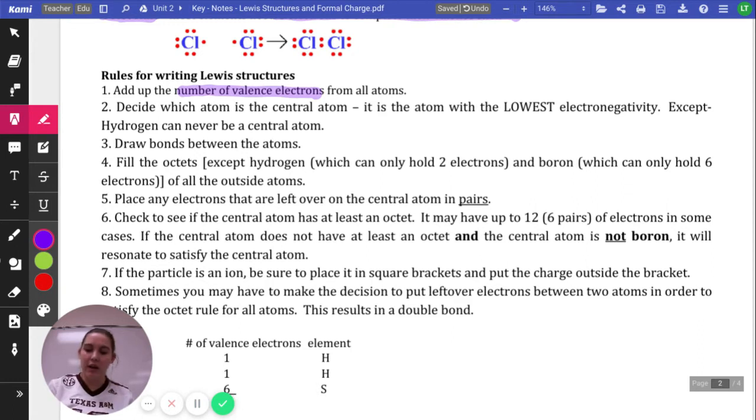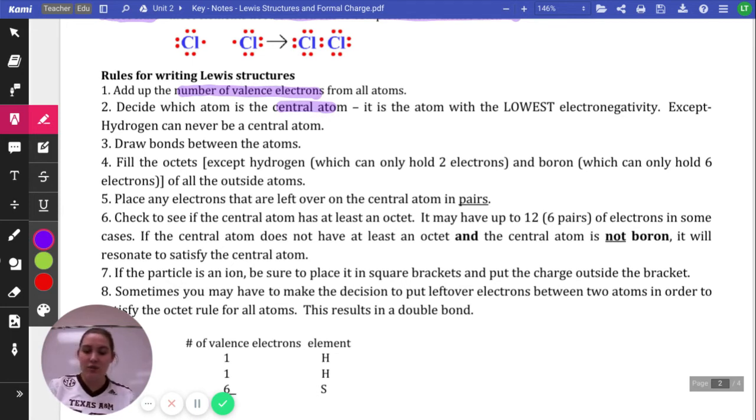Step 2, decide who is the central atom. It's going to be the one with the lowest electronegativity, but typically also in our Lewis structure, it's going to be the one that only has 1 in the compound formula. So it'll typically be the only one that only has 1. Hydrogen is never, ever, ever the central atom. And then if you have carbon, carbon is always your central atom.